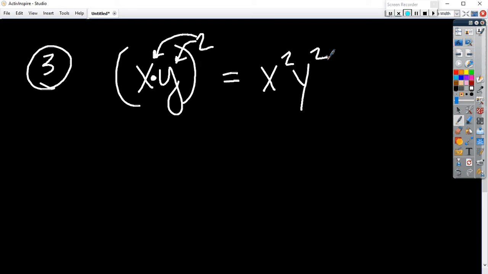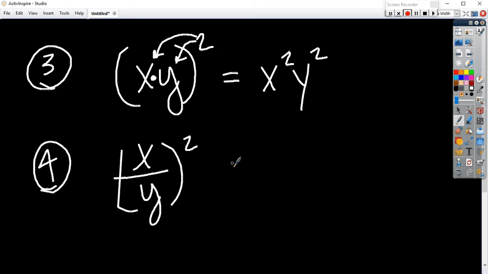Yes or no? All right, so along those same lines, if I am dividing in the parentheses, it can also go to both. Yes?